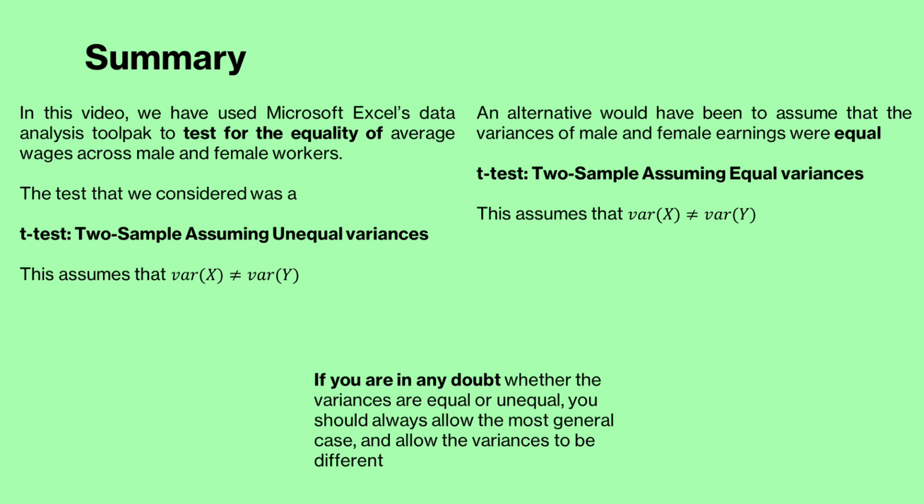Now, the test that we used allowed for the variances of male and female wages to be different. If you know that the variances of the two populations are the same, then you could have used a different test, and in Excel this would be a t-test, two-sample assuming equal variances. But if you're in any doubt, always use the most general test, always use the test that allows for the variances to be different.